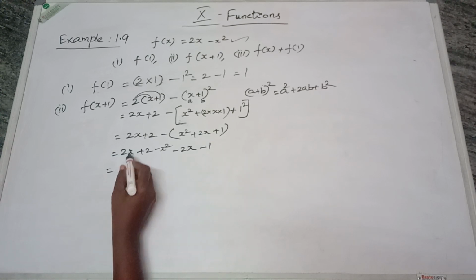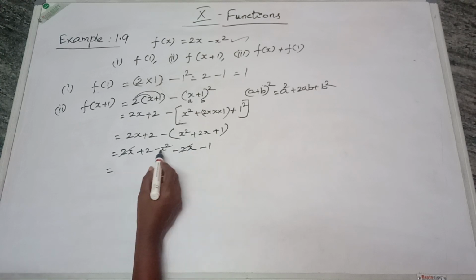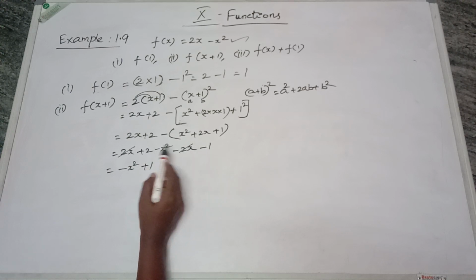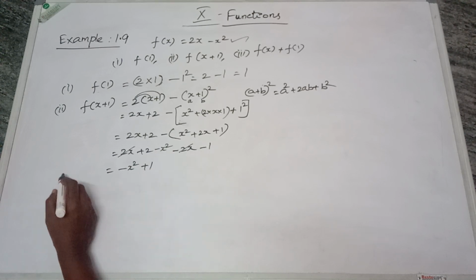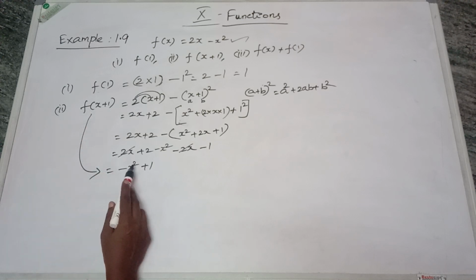Now here plus 2x minus 2x will be cancelled, becomes 0. The next one is minus x square, and plus 2 and minus 1, so 2 minus 1 is plus 1. So now we have found that the value of f of x plus 1 is minus x square plus 1.